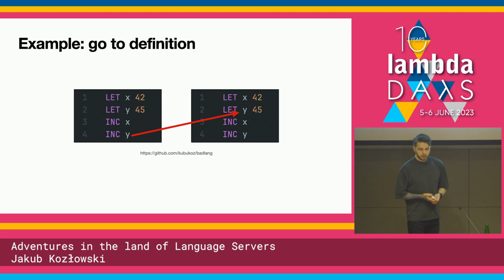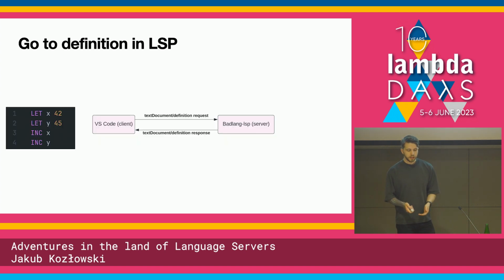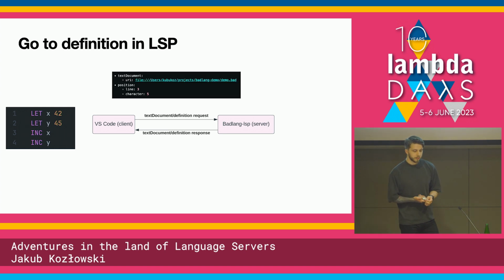An example call, a realistic one, is go to definition. This is from my toy language that I made for this talk. So when you click on inc Y in line 4, you want your cursor to be moved to line 2. The way that this works in LSP is the client will send a textDocument/definition request. This will have a URI of the file and the position of your cursor. So in here we have line 3, character 5. Okay, character 5. The server will take that and return.